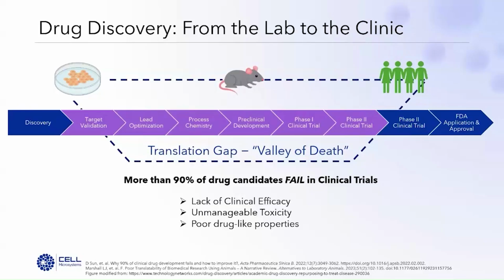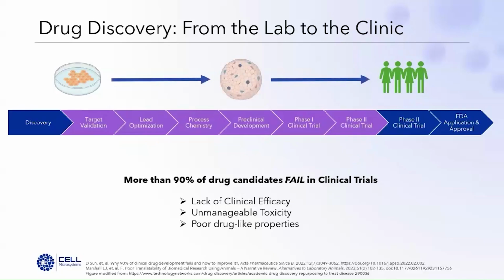Now, this is largely due to fundamental physiologic differences between humans and animals. And this leads to a very urgent need for more relevant model systems for drug discovery and safety testing that allow us to test our drugs more rigorously and more efficiently than using animal models.